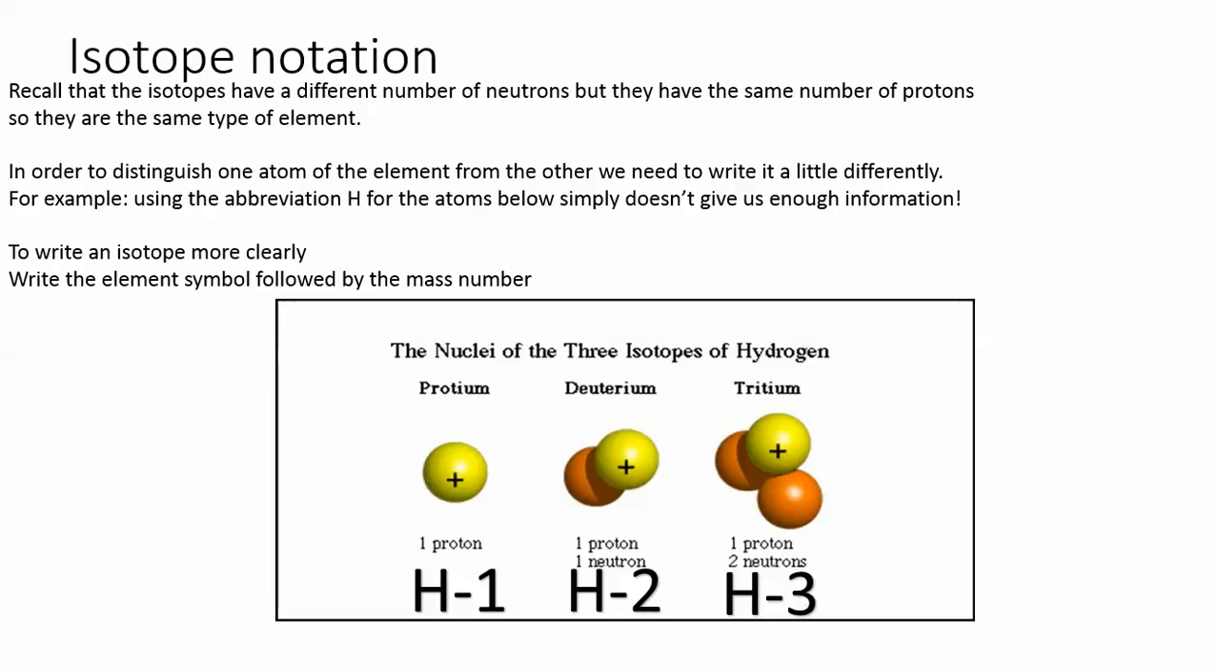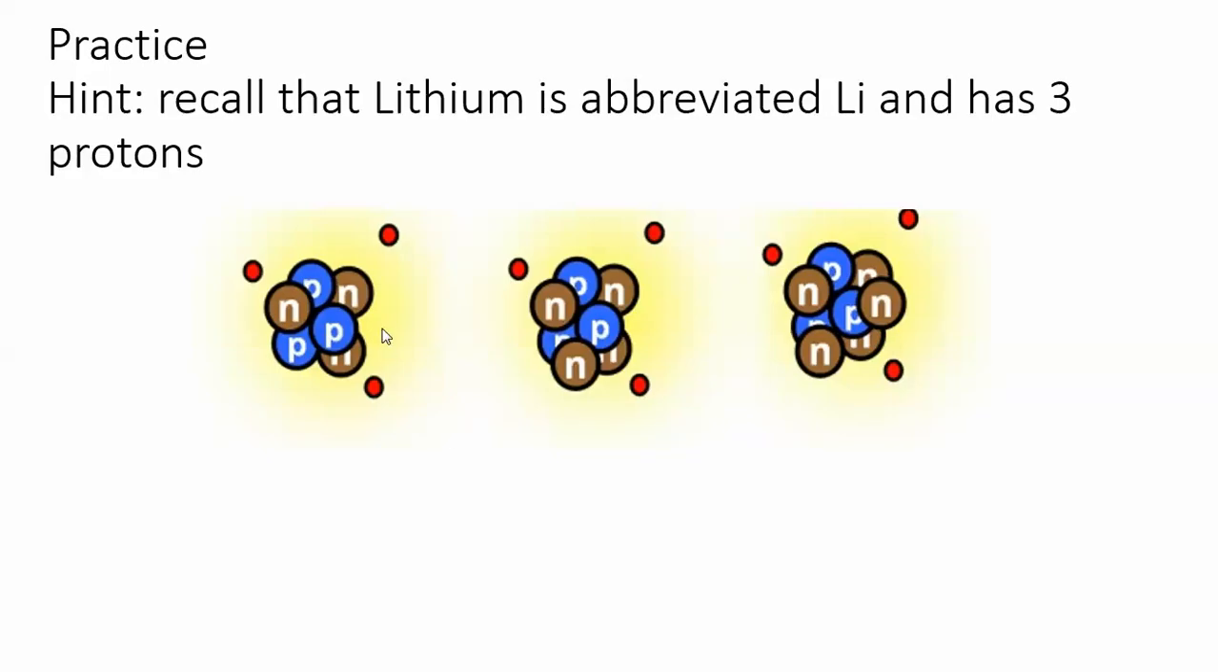I want you to remember how to get there, and in that sense, you should be able to undo it later. All right, so let's practice. Here are 3 atoms, and I want you to write the isotope notation for each of these 3 atoms. It shows you the structure, the protons, neutrons, and in this case, the electrons. As a hint, recall that lithium is abbreviated Li and has 3 protons. So take a moment and take a look at this.